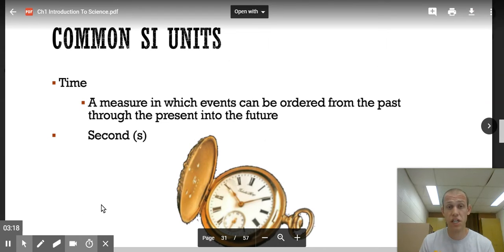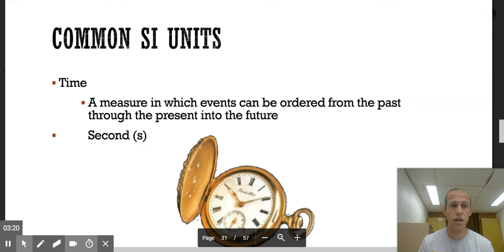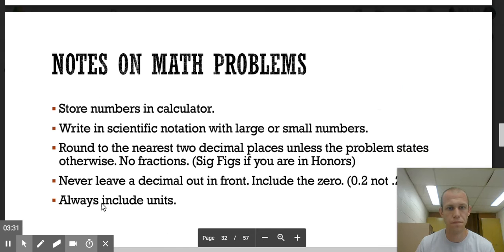Time, that doesn't change between the customary and SI system. It's just a measure in which events can be ordered from past through the present and into the future, and its label is typically seconds for the SI units.